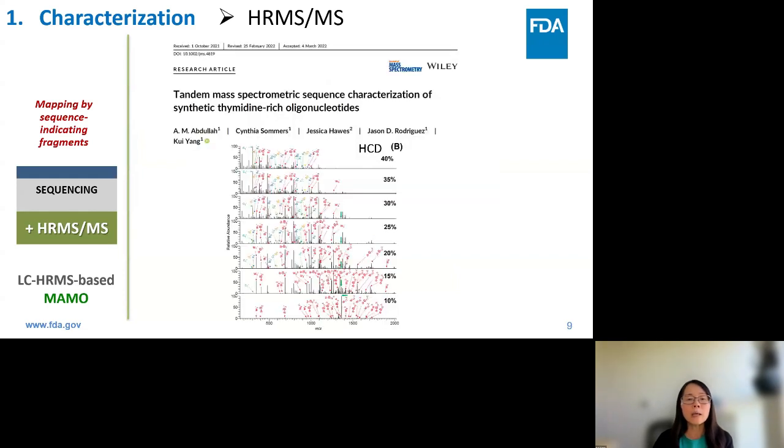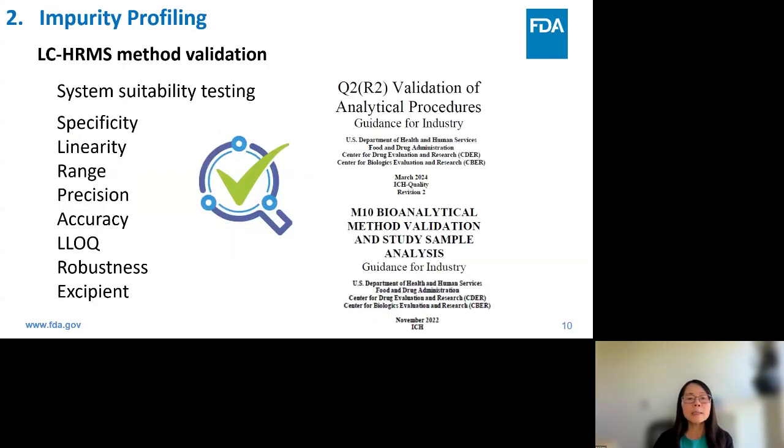For example, pyrimidine-rich and phosphorylate modified sequences may be difficult to fragment at individual linkages as shown in one of our recent publications. To overcome this difficulty, we have investigated and optimized the factors that can profoundly impact the fragmentation efficiency to maximize the sequence coverage. So next I'll move on to impurity profiling.